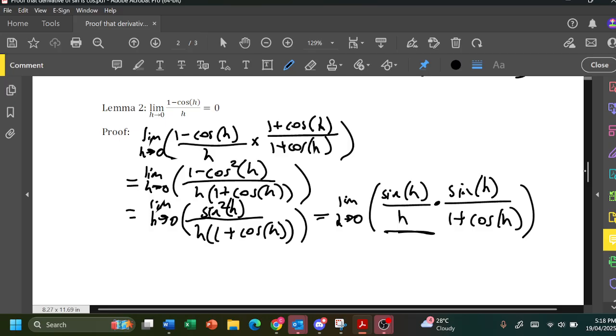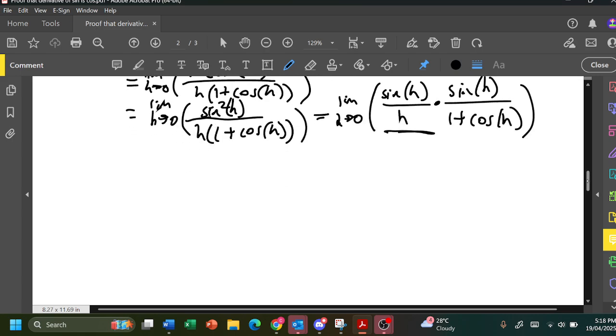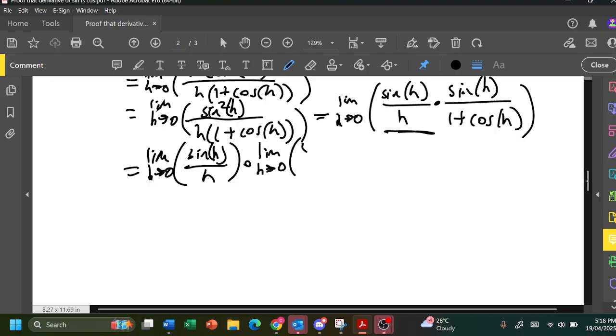of h times sine of h, which is sine of h squared. And if we multiply the denominators, we'll just get h times 1 plus cosine of h. So we haven't broken maths here. This is perfectly fine. What we are allowed to do with this limit is we can split it in half. So we can say, okay, the limit as h goes to 0 of this thing times this thing is the same as the limit as h goes to 0 of sine of h over h times the limit as h goes to 0 of sine of h over 1 plus cosine of h.